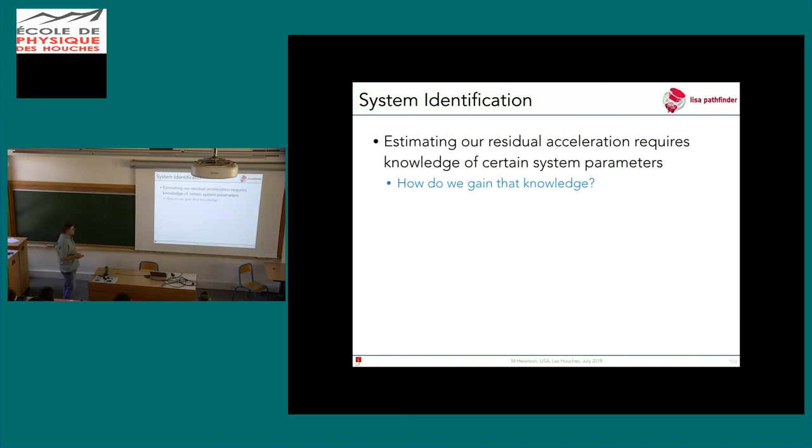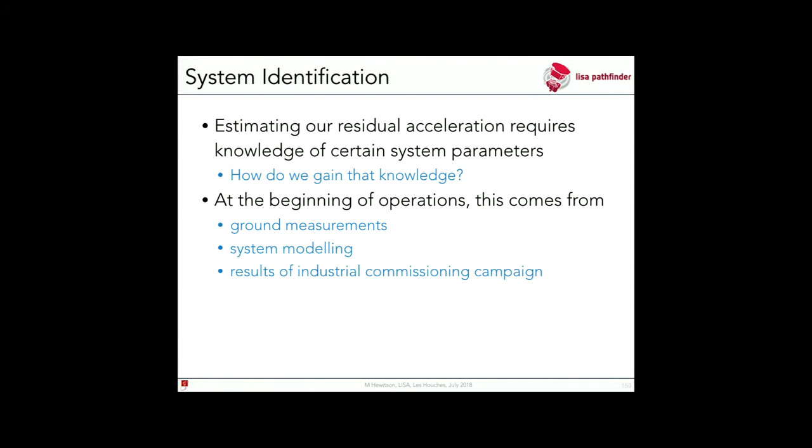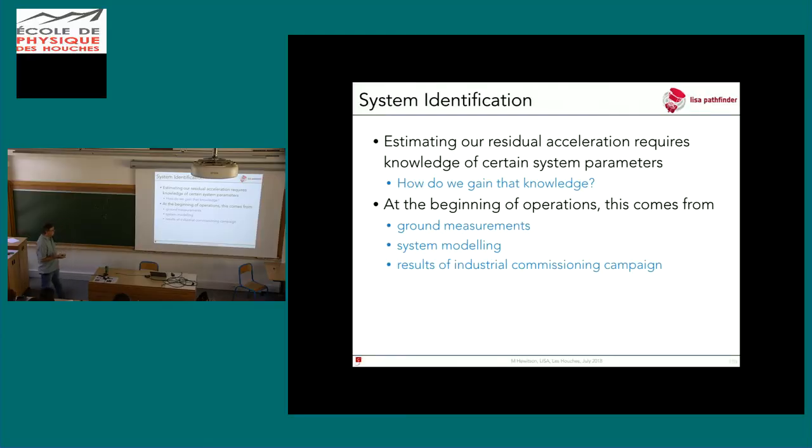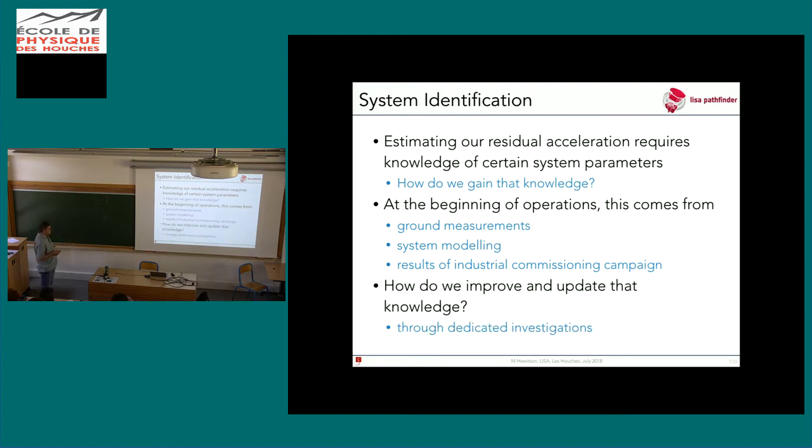So how do we do that? These are key things. At the beginning, when we start up, we don't know very much yet. What we do know comes from what we did on ground in terms of measurements, what we're able to do by modeling the system, which is not too bad for a system like this, plus the results of any of the industrial commissioning that was done in flight. So we knew a little bit before we started. The rest we do through dedicated investigations in flight.